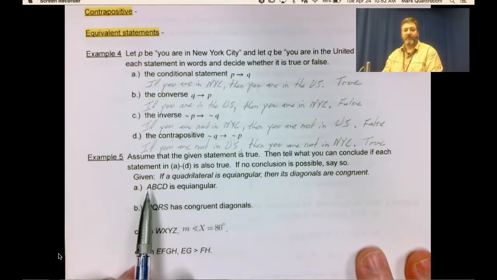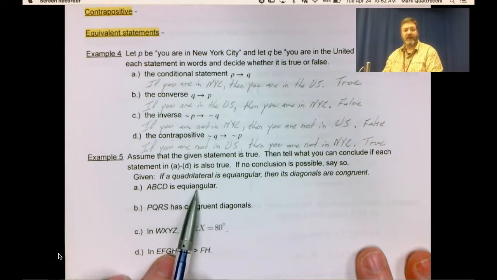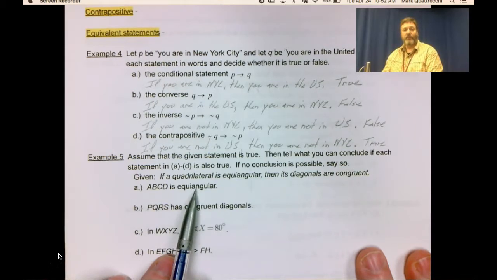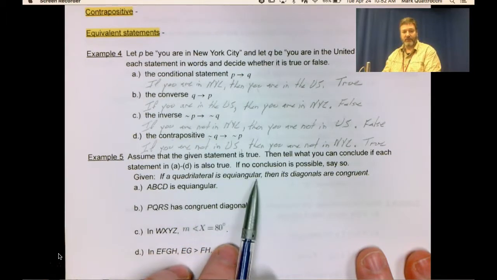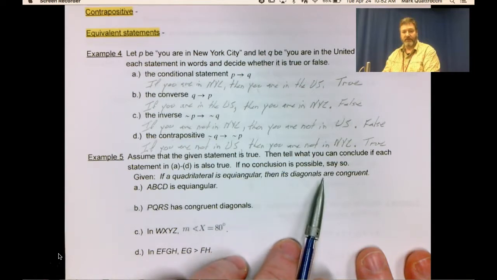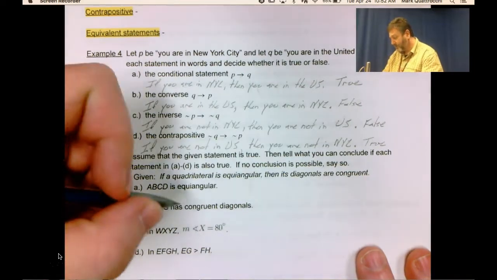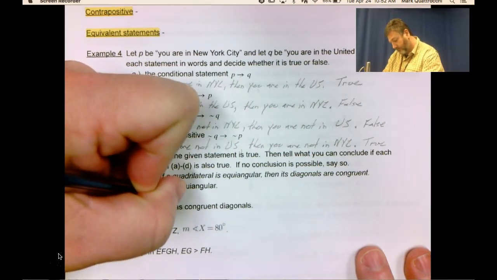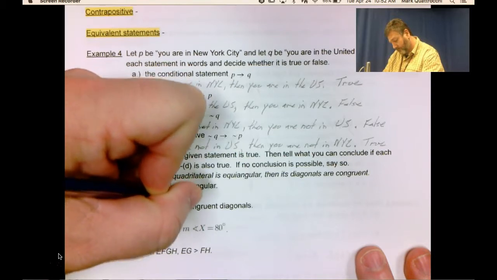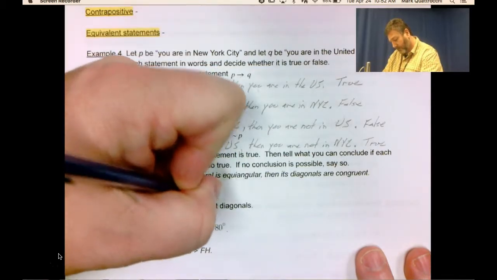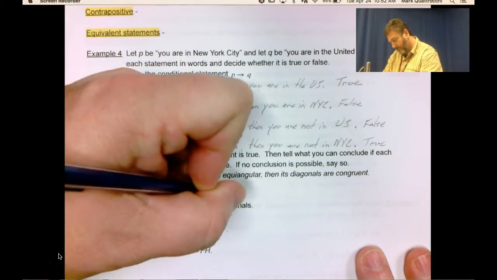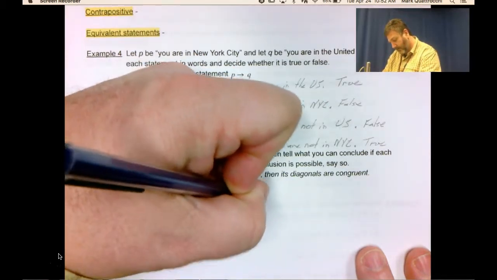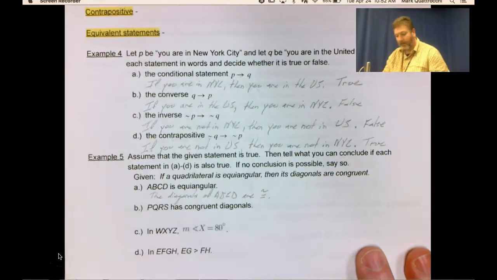So this is a quadrilateral that has equiangular angles. Well, if this is true, which we're told it is, and this statement is true, then this conclusion must be true. And the diagonals of ABCD are congruent. Now, we actually know which segments are the diagonals.